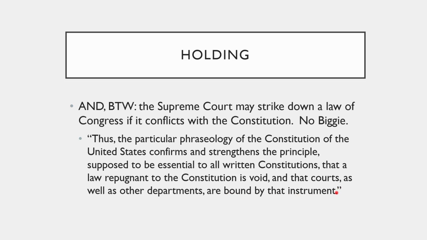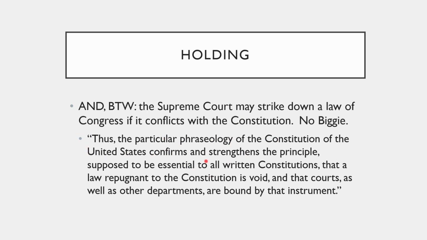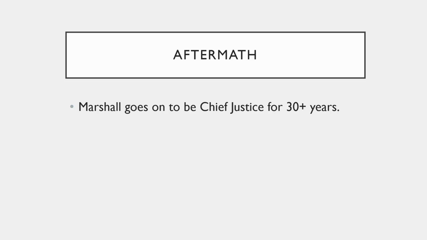So, a couple paragraphs. The Supreme Court must say what the law is, must interpret both a law of Congress and the meaning of the Constitution, so there's wiggle room to bend both. And if there's a conflict, the Supreme Court can strike down a law passed by Congress, a co-equal branch of government under the Constitution. So here's the kind of Animal House ending to all this.